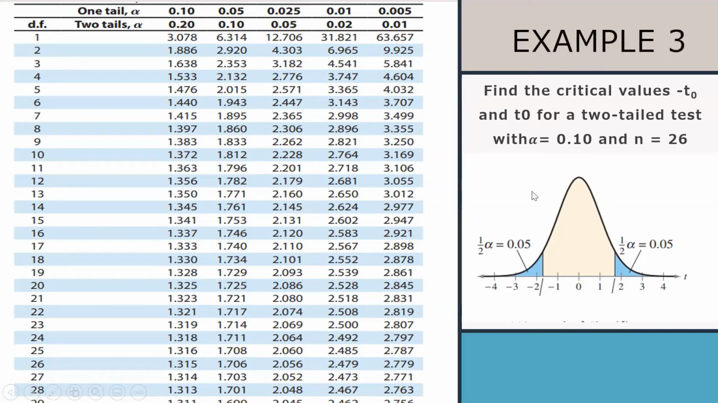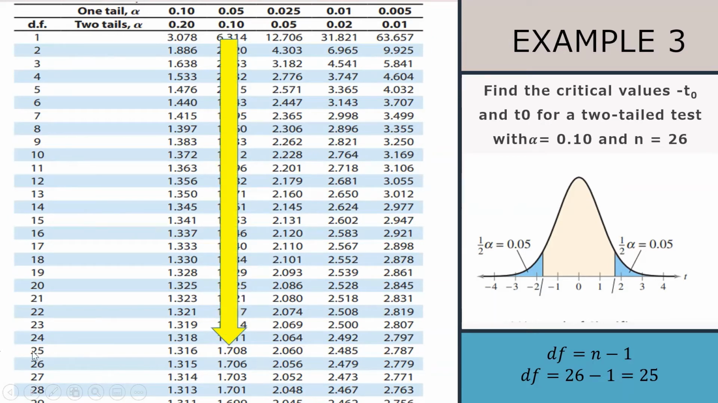Let's have example number 3. Find the critical value for a two-tailed test with alpha 0.10 and n equals 26. So the df is 25, that is 26 minus 1. Since this is a two-tailed test, we're going to look at the two-tails alpha 0.10 and df 25. So 0.10 two-tails alpha and df 25, the critical value is 1.708. So the critical values are negative 1.708 and positive 1.708.